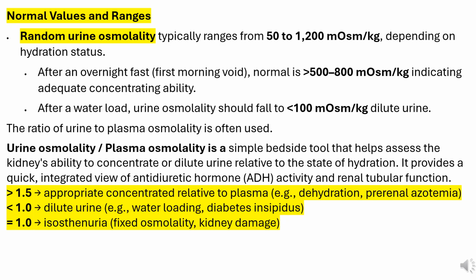Greater than 1.5: appropriately concentrated relative to plasma, e.g., dehydration, prerenal azotemia. Less than 1.0: dilute urine, e.g., water loading, diabetes insipidus. Equals 1.0: isosthenuria, fixed osmolality, kidney damage.